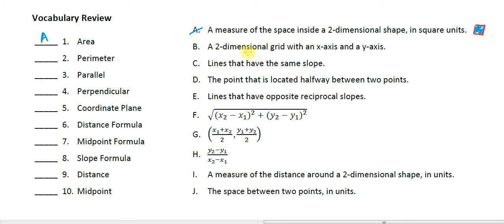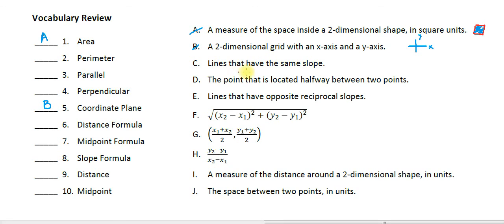Letter B, a two-dimensional grid with an x-axis and a y-axis. I've got an x-axis and a y-axis. That clearly is defining a coordinate plane. So letter B is a coordinate plane. There's coordinate plane. We've got the letter B. Let's change colors now to the next one. Next, let's cross that one out because we're done.